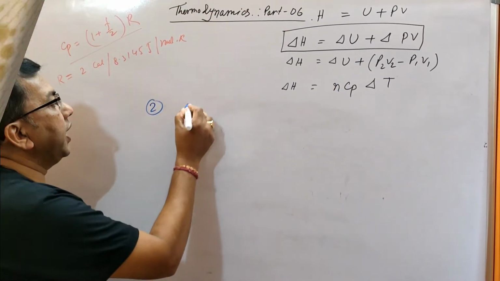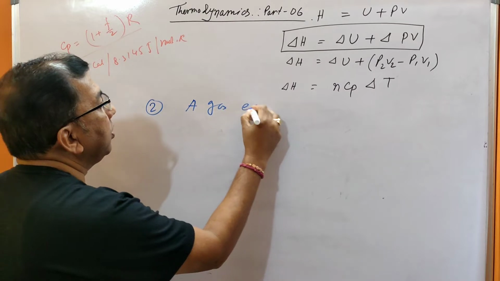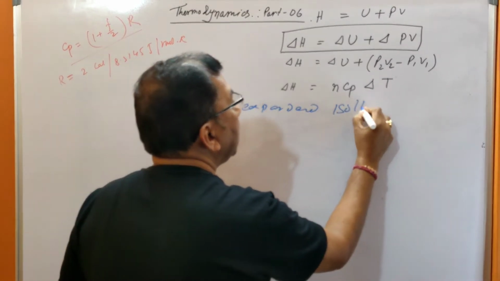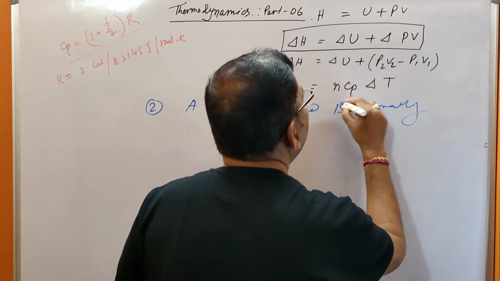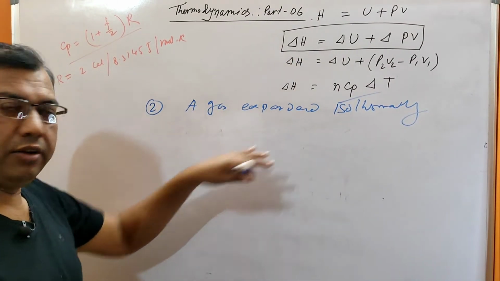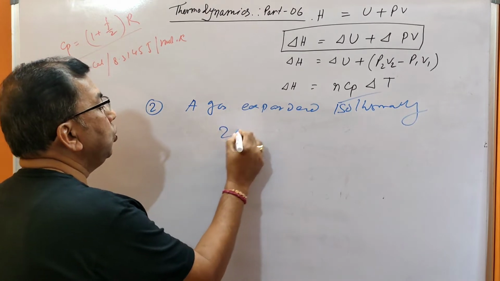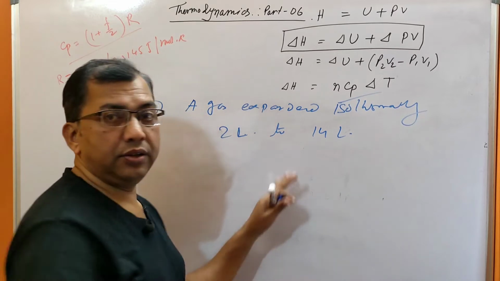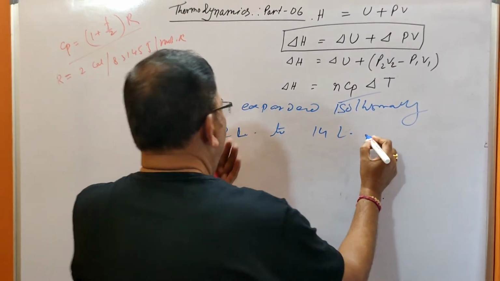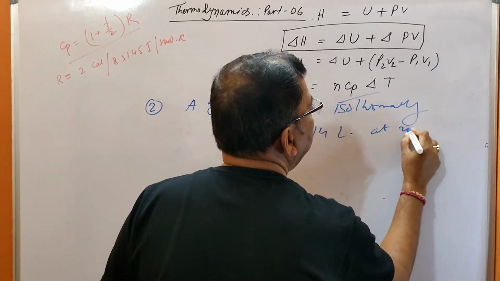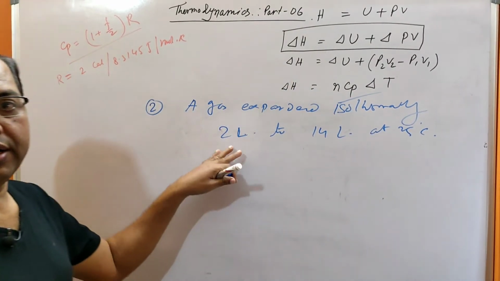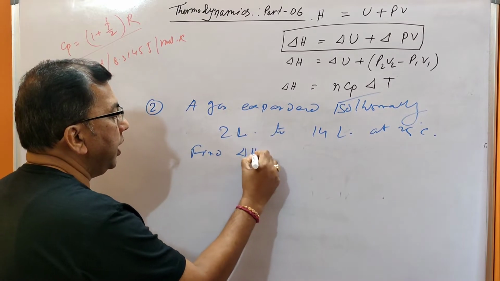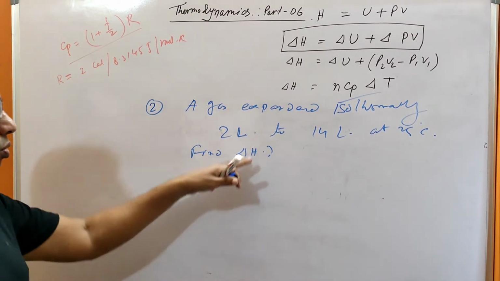A gas expanded isothermally, suppose from 2 liter to 14 liter at 25 degrees centigrade. Find delta H. Clear? What is the answer?